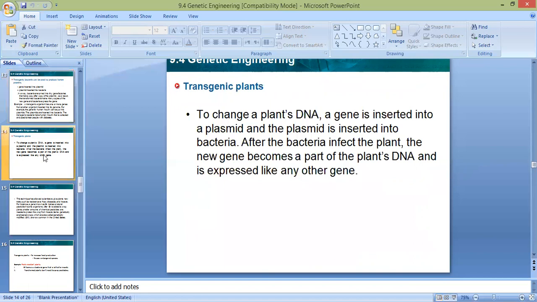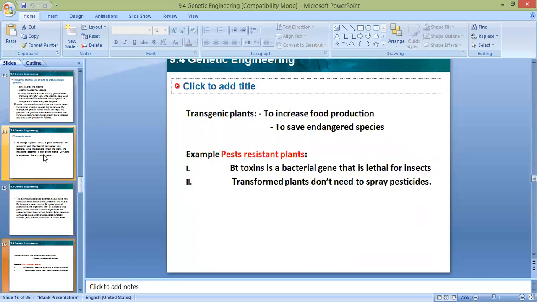as a medicine. And a transgenic plant changes a plant's DNA. It's the same thing: the gene I want to change in the plant is inserted into a plasmid, and the plasmid is inserted into bacteria. Then they let the bacteria infect the plant, and the new gene will become part of the plant DNA and be expressed like another gene. Now, what could be the purpose of a transgenic plant? To increase food production and save endangered species. For example, there is a gene called Bt toxin that they put in the bacteria's plasmid, and this is important because it acts like a pesticide and keeps insects from infecting the plant.